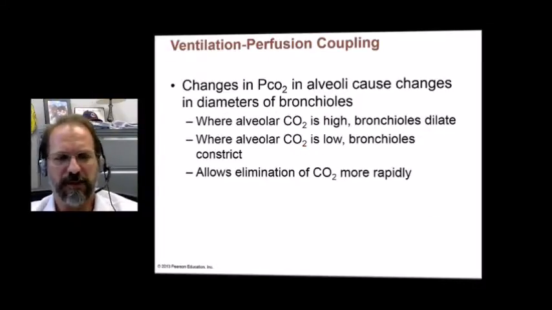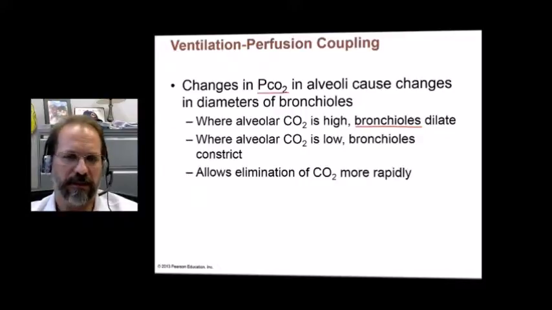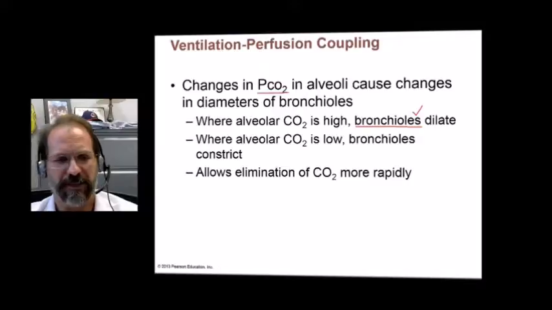When we look at the levels of PCO2, it's not the arterioles that are sensitive to concentration levels of carbon dioxide, but the bronchioles. So where alveolar CO2 levels are high, that means the ventilation rates are too slow, and we're getting a buildup of CO2 in the alveolar space. So if the alveolar CO2 is high, bronchioles dilate to increase ventilation.